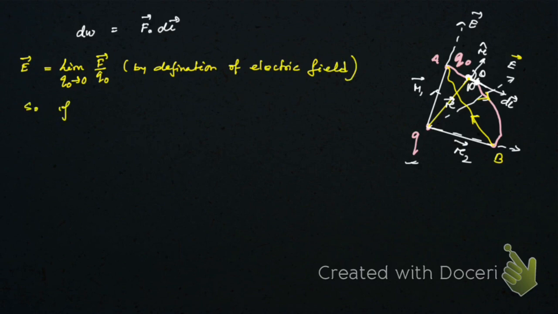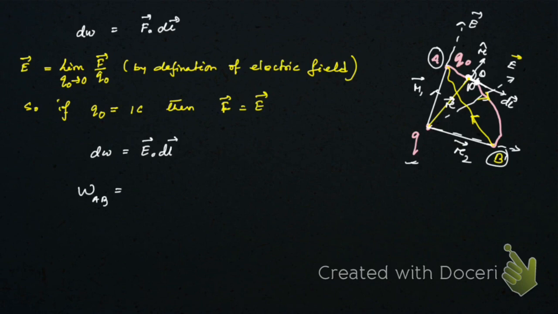If q naught, the test charge, is 1 coulomb, then we can say that F is equal to E. Then we can write dW is equal to E dot dl, and for this whole path from A to B, let us find the total work done W from A to B. That will be the integral from A to B, where the position vector of A is r1 and of B is r2, of E dot dl.